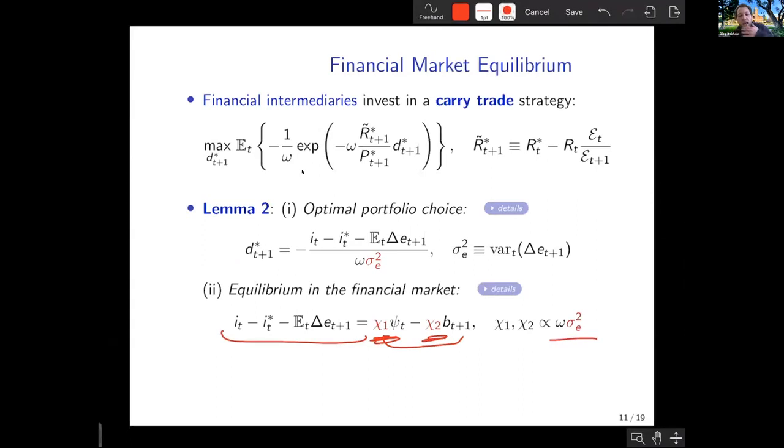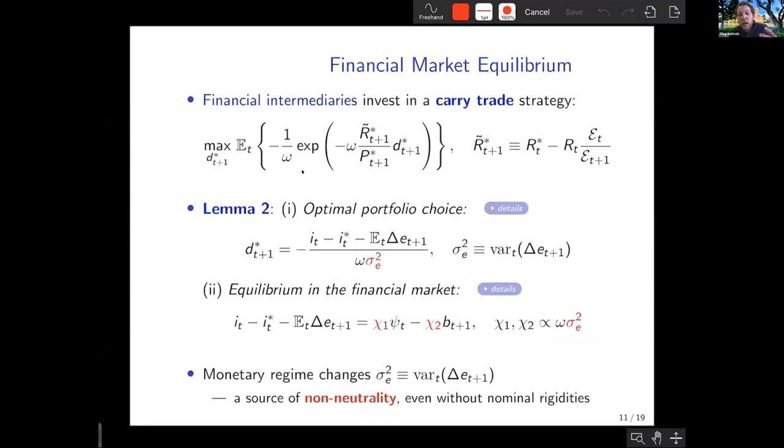If arbitrageurs face a stable exchange rate, they are willing to do a lot of intermediation with small UIP deviations. If there is a lot of exchange rate risk, they require big UIP deviations, right? And so this is exactly how non-neutrality emerges in the financial market.